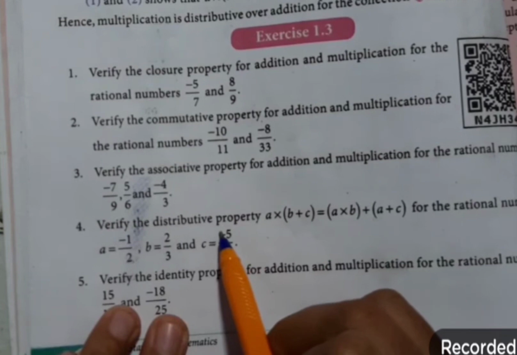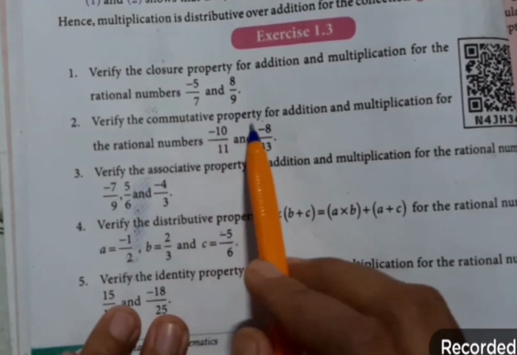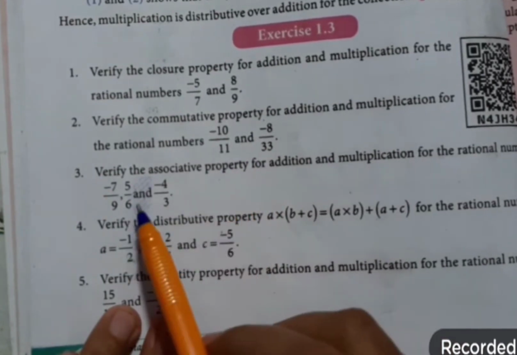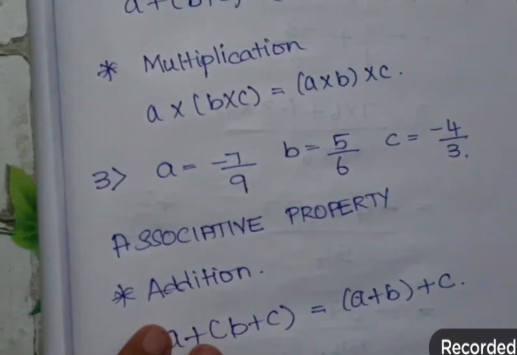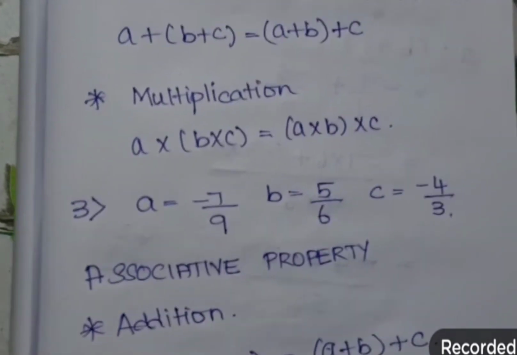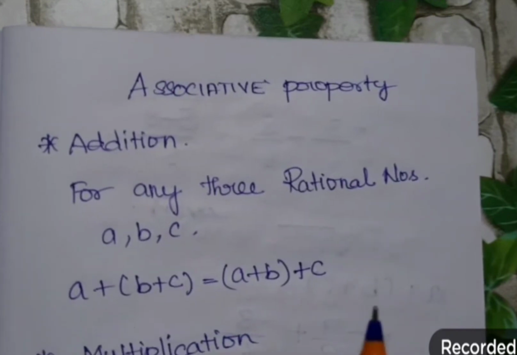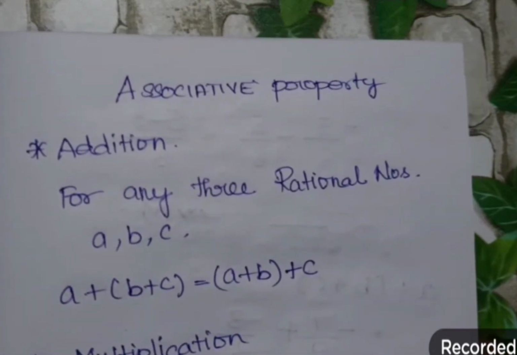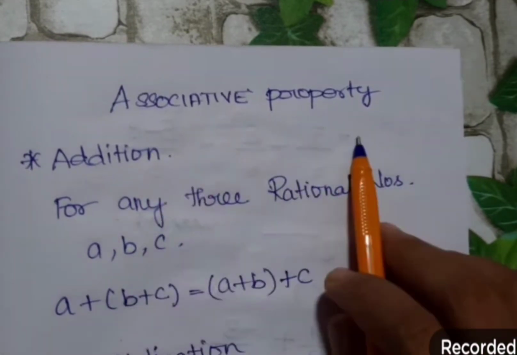In the associative properties, addition and multiplication you have to see. So in associative properties 3 numbers will occur, and in distributive properties 3 numbers will occur. In the remaining properties, only 2 numbers will come. Okay. So associative properties of addition and multiplication, what is the rule here? Associative properties for any 3 rational numbers a, b, and c in addition. So 3 numbers must occur, that you keep in your mind.